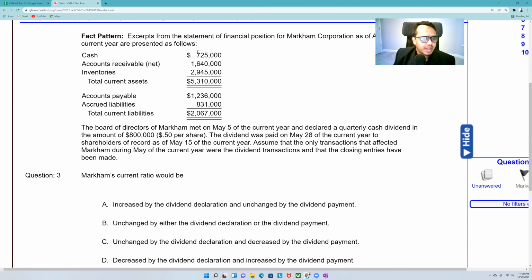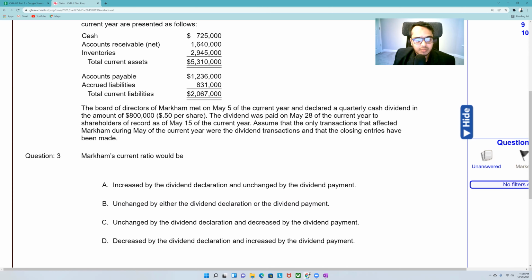Excerpts from the financial statement: cash, accounts receivable, inventories, total current assets, accounts payable, accrued liabilities, total current liabilities. Fine. The board of directors of Markham met on May 5th of the current year and declared the quarterly cash dividend in the amount of $800,000, $0.5 per share. The dividend was paid on May 28th of the current year to shareholders of record as of May 15th of the current year. Assume that the only transactions that affected Markham during May of the current year were the dividend transactions and the closing entries have been made. So we have read the options.